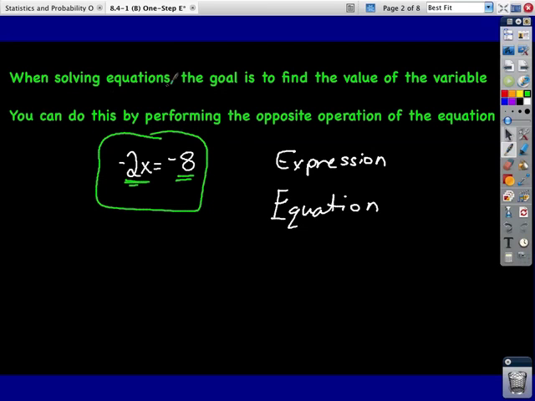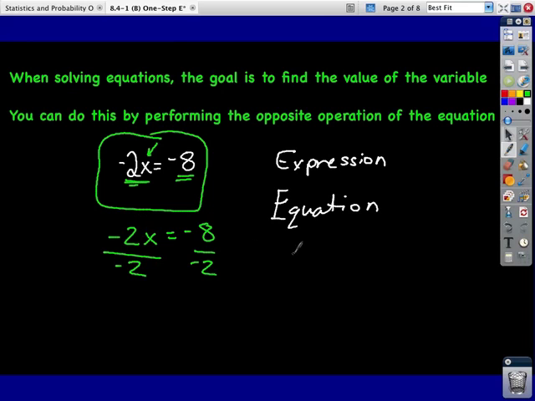When solving equations, the goal is to find the value of the variable. In this case, the variable is the letter x. You can do this by performing the opposite operation of the equation. So in this example, negative 2x equals negative 8, we do the opposite of what's going on to the x. So we first have to determine what's going on to the x. Well, obviously multiplication. Because negative 2 is being multiplied by x, we divide both sides by negative 2.